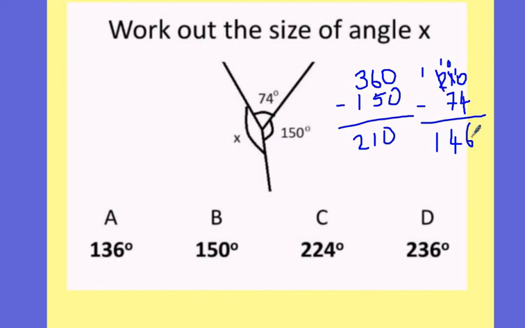10 take away 4 gives me 6. 11 take away 7 gives me 4. 360. That is right. Sorry, this should be 146. Take away 4 is 6. Yeah, it is 146.